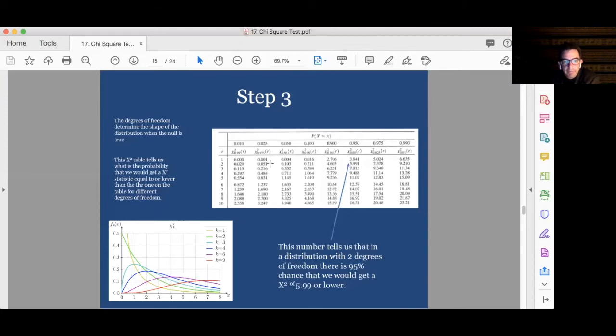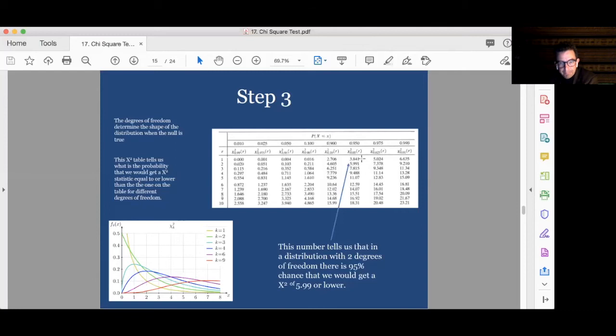So for example, here, for 2 degrees of freedom, on top you have a 95% chance of getting chi-square statistics of 5.99 and lower. 95% chance. Or conversely, you have a 5% chance of getting chi-square statistics higher than 5.991.